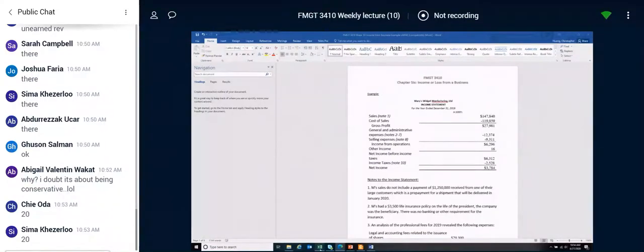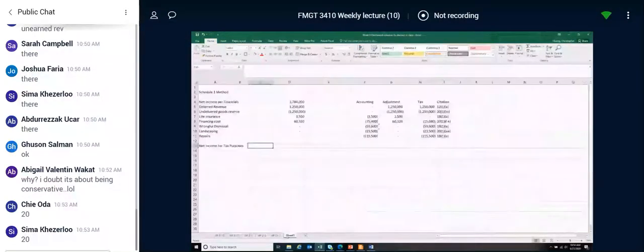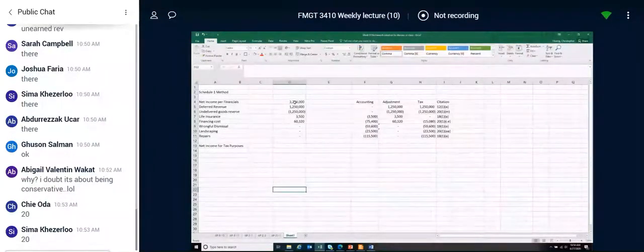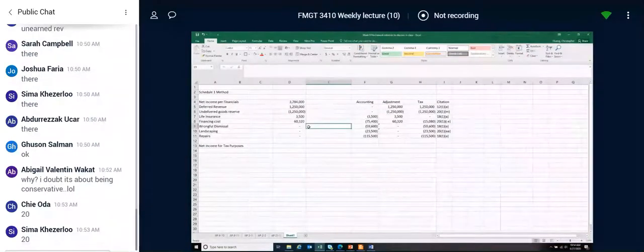Okay, so here's the thing I want to show you here. So we call this the Schedule 1 method. Okay, so we're going to go through this. We're going to talk about accounting. We're going to talk about tax. And the Schedule 1 method, basically, it's not really a method. Schedule 1 is basically a reconciliation.